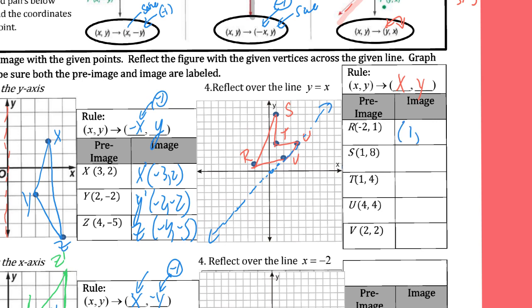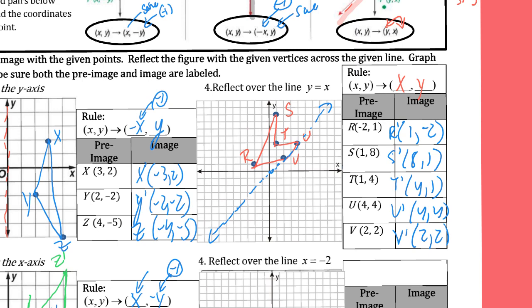So just flip x and y. That's how you come up with R prime, is you say, okay, let's flip it. Just switch x and y. S prime would be (8, 1). And then T prime would be (4, 1). And then U prime would be (4, 4). Notice that doesn't change, does it? And nor does V prime, (2, 2). When you switch x and y and they already match, you can't tell a difference.